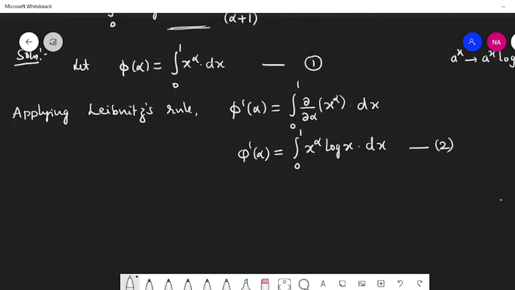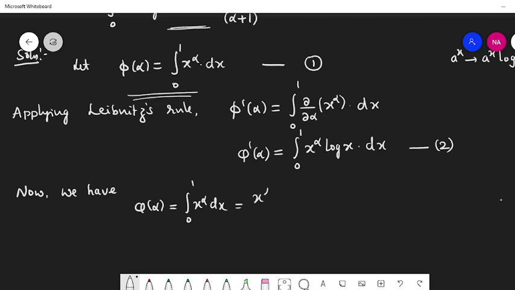Now we have, again I'll consider this phi of alpha equal to integral 0 to 1 x power alpha dx. If you integrate this, it will be x power alpha plus 1 divided by alpha plus 1 between the limits 0 and 1. Applying limits, it will be 1 by alpha plus 1.